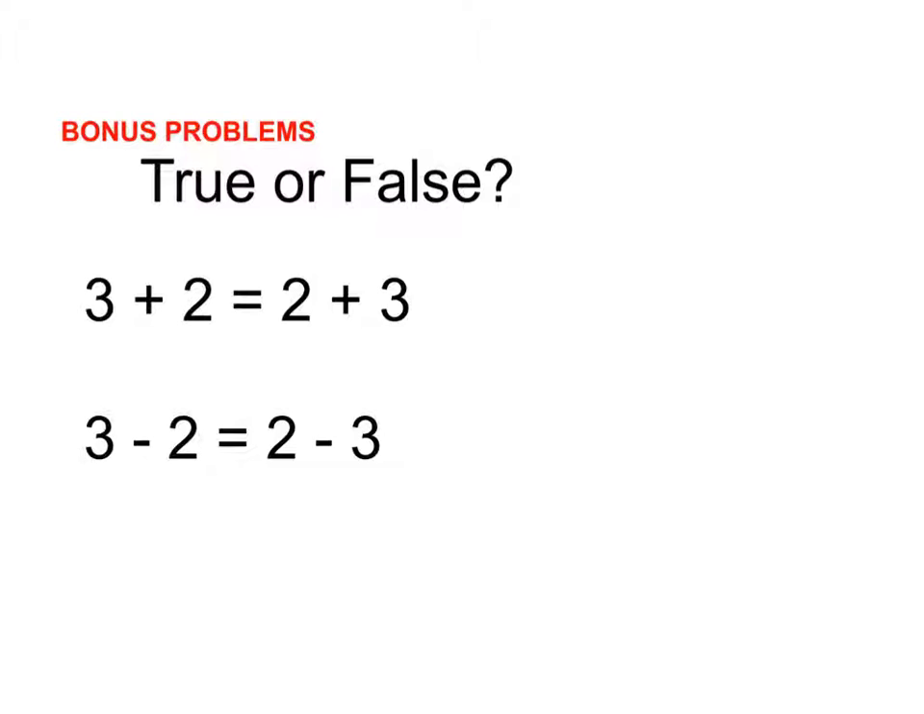Here are some bonus problems, true or false. 3 plus 2 equals 2 plus 3. This is true. It is the commutative property of addition, and it's totally fine because they're both adding, and we just switch the order. 3 minus 2 is equal to 2 minus 3. This is false because we needed to move the sign with the 2 in order to use the commutative property. The first example is 1. The second example is negative 1.